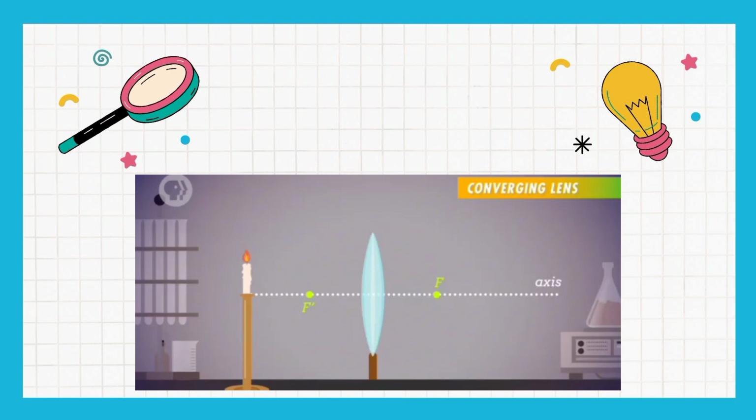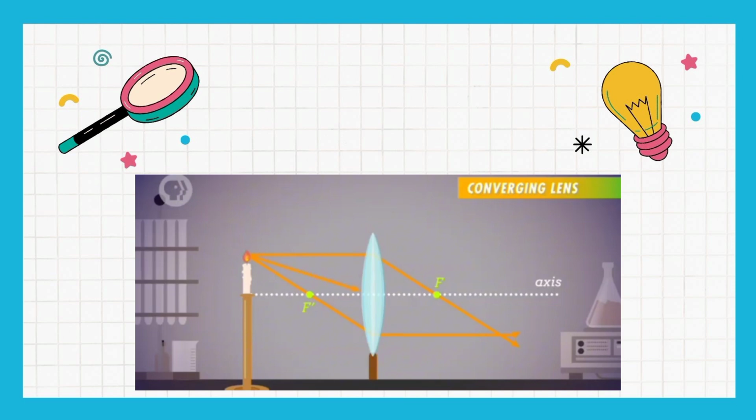Now, the ray traveling parallel to the axis will pass through the focal point on the other side. Let's draw a ray from the top of the candle, refracting through the lens, and then passing straight through the focal point F. Since the focal length is the same on both sides, we draw a second ray from the top of the candle through the F prime focal point, which then refracts through the lens and travels parallel to its axis. The third ray travels straight through the center of the lens.